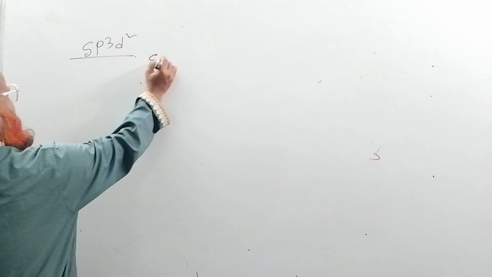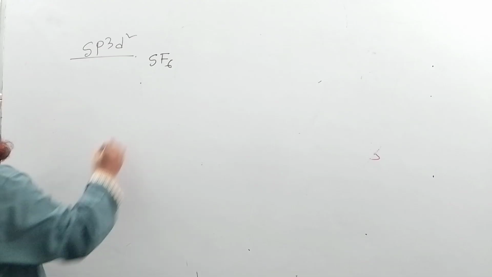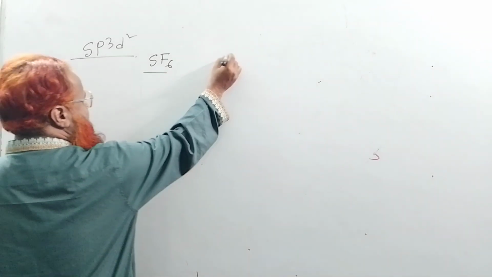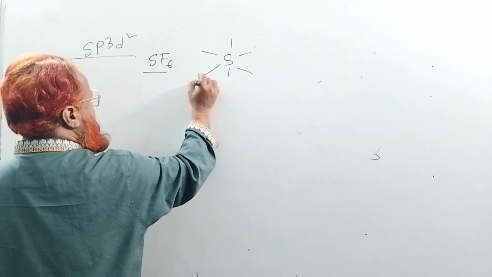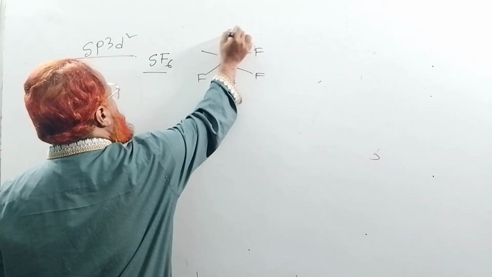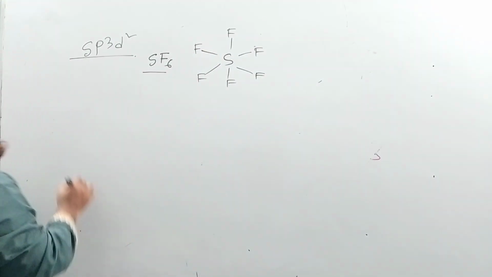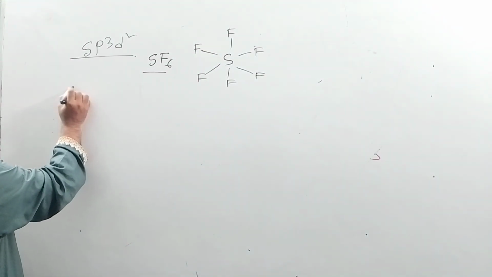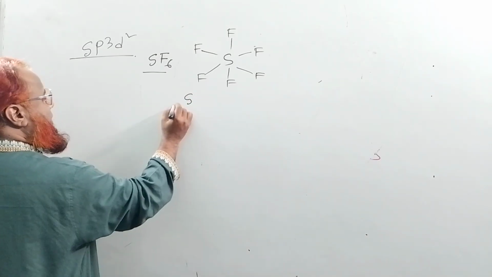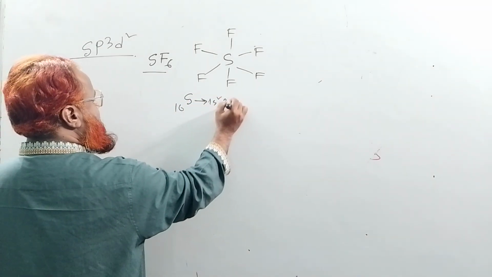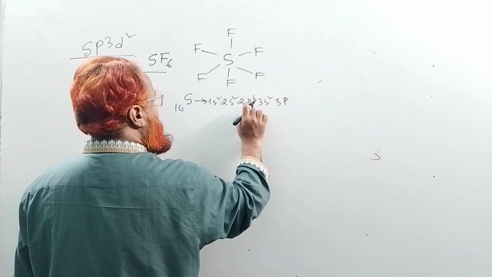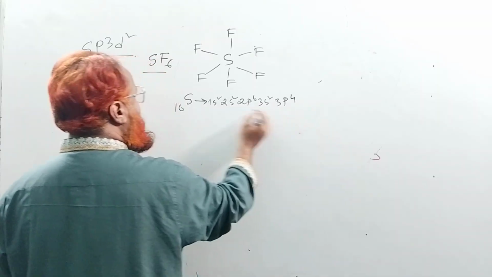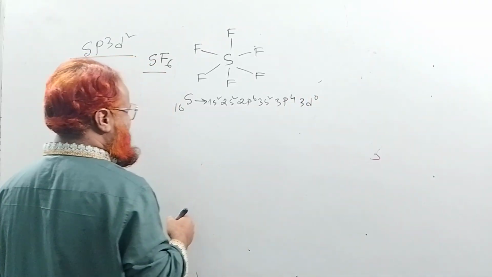Example of this hybridization type is SF6. You know, in SF6, 1, 2, 3, 4, 5, 6, total number of fluorine is 6 here. So now hybridization type you can find out here easily. The electronic configuration of sulfur is 1s2, 2s2, 2p6, 3s2, 3p4. And here 3d is at normal state 0.